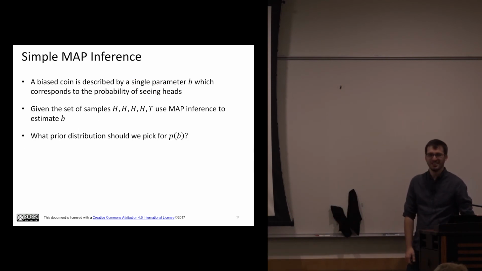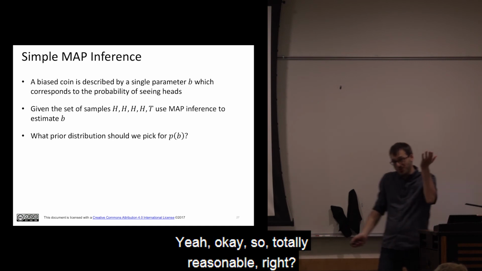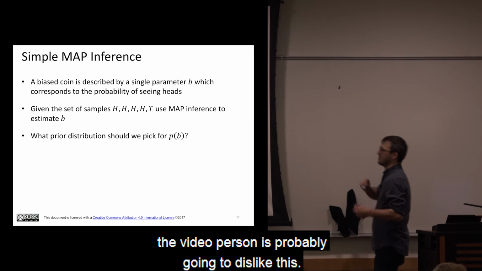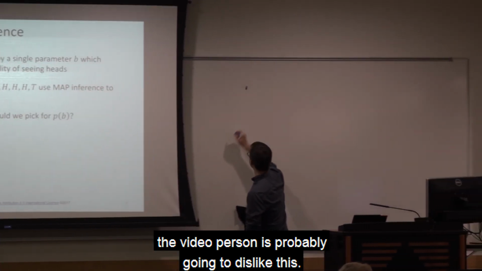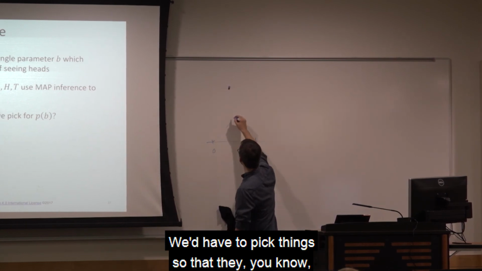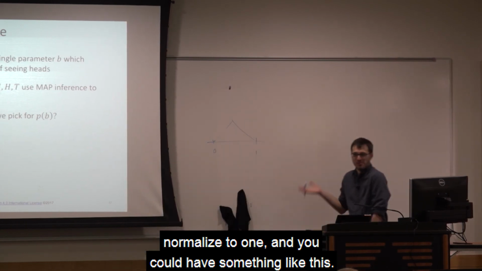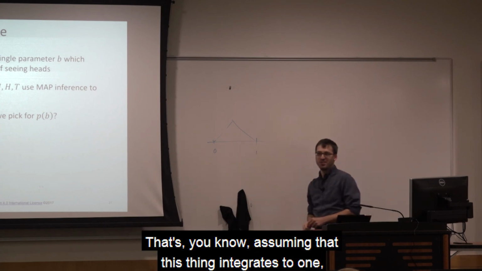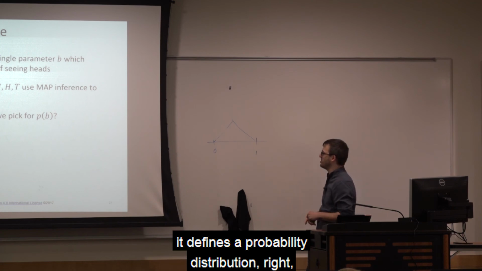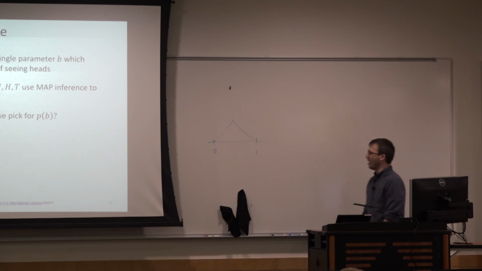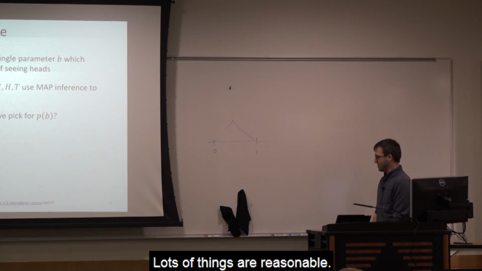Yeah, so that's totally reasonable. The video person's probably going to dislike this. You're not going to see it very well, but sure, you could pick a probability distribution. We'd have to pick things so that they normalize to 1, but you could have something like this. It'd be perfectly fine. Assuming that this thing integrates to 1, it defines a probability distribution, and we could use this thing as a prior. You can pick lots of priors. Lots of things are reasonable.